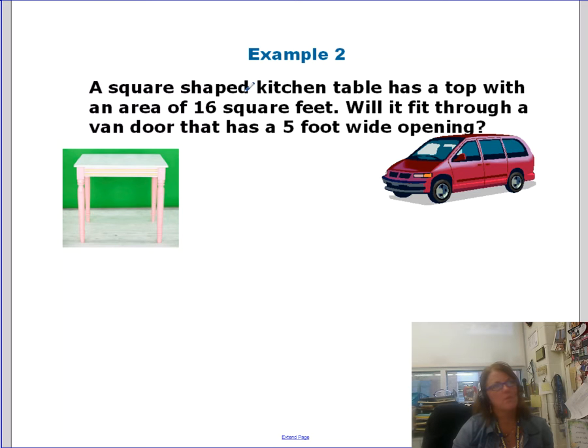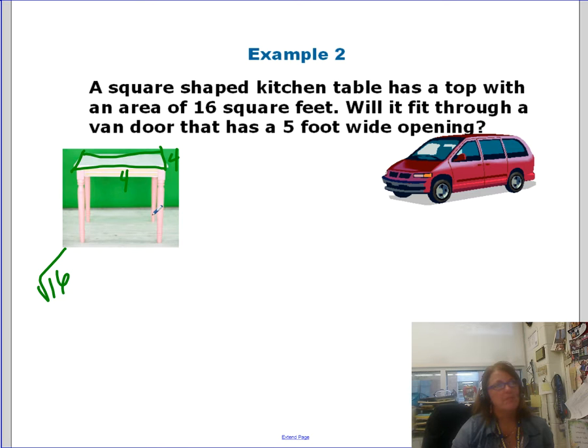It says, here's a square-shaped kitchen table. The top happens to have an area of 16 square feet. Okay, now hold on. They told you it was a square. So can you tell me the length of each side? Yeah, it's 4. It's a 4 by 4 thing, okay?